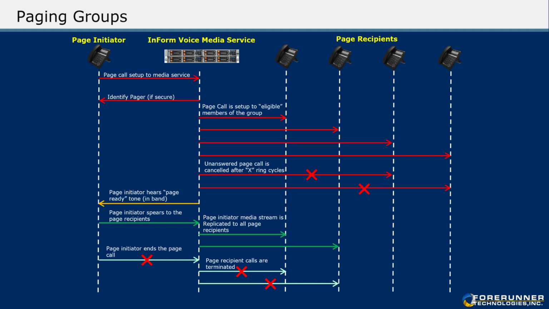The recipients who are not available are canceled, and the rest of them, when everybody is ready, the media server informs the paging initiator that the user can start talking. And then the audio goes one way from the initiator to the recipients.